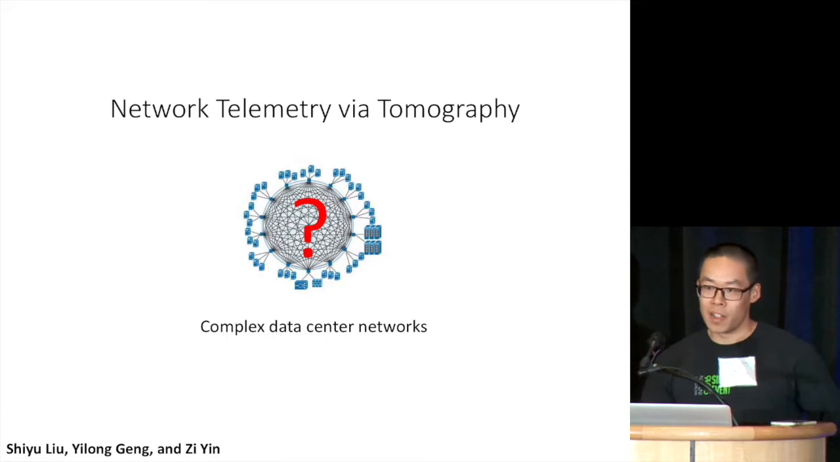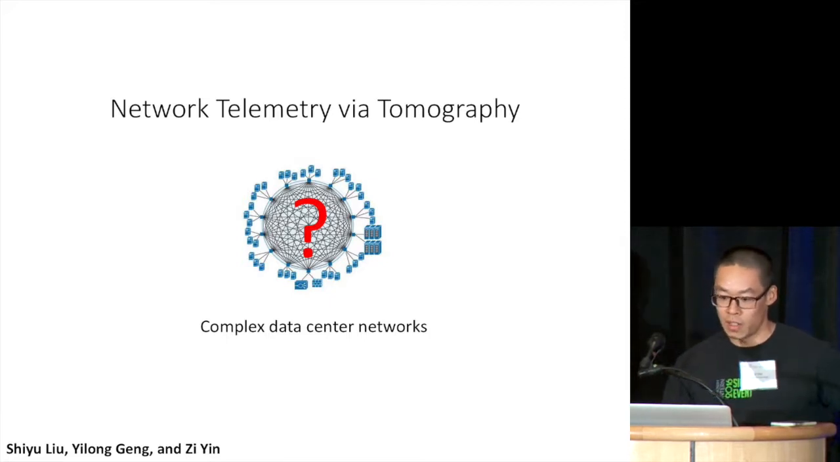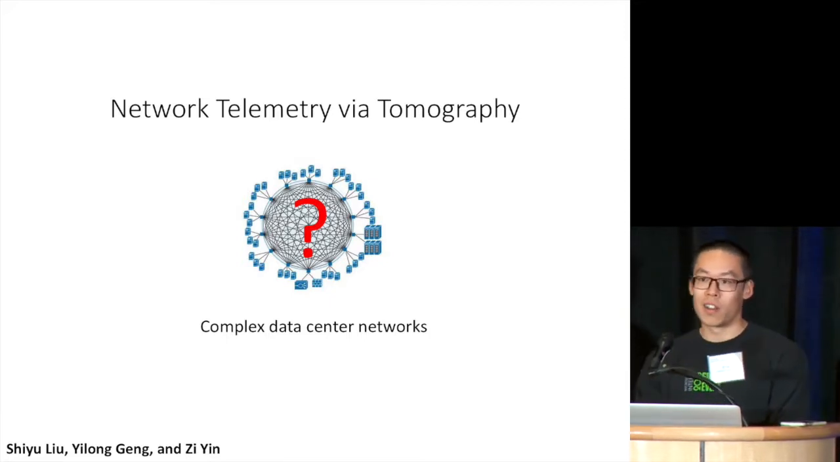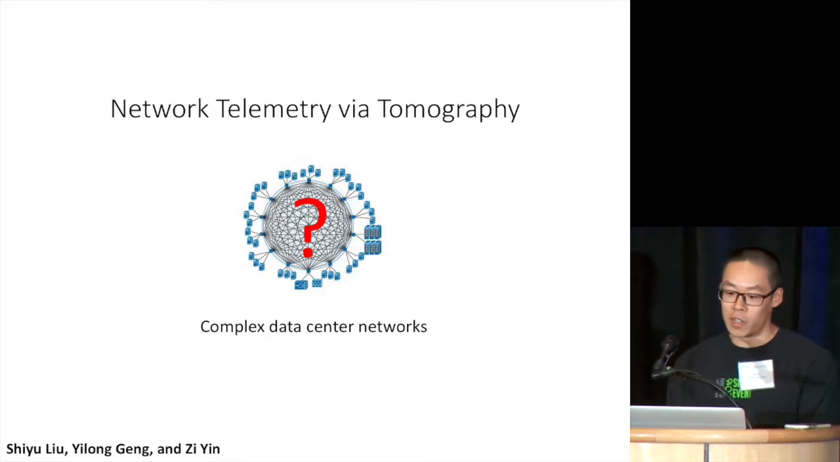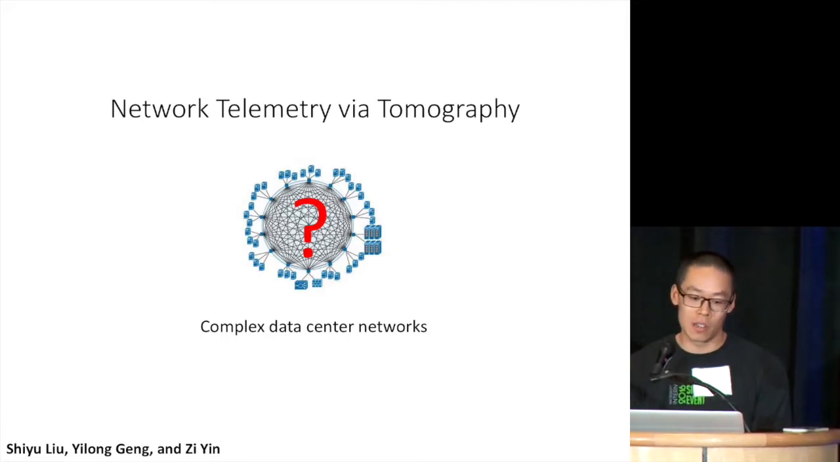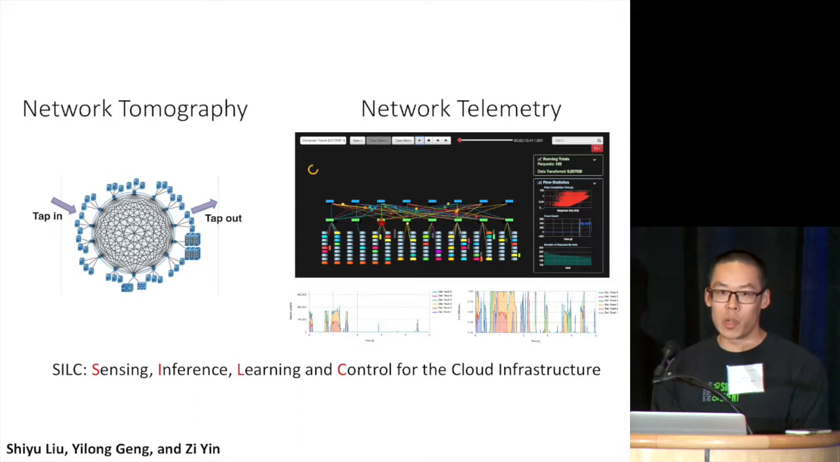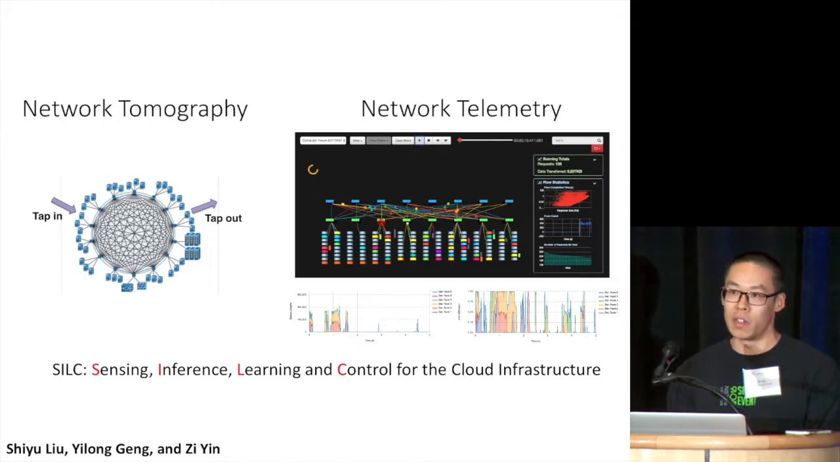Hi, everyone. I'm Zi, and I'm presenting our work in network telemetry. Suppose we have a very complicated network, and we want to know what's going on inside the network. Currently, we have two solutions. One is switch-centric, and the other one is NIC-centric.